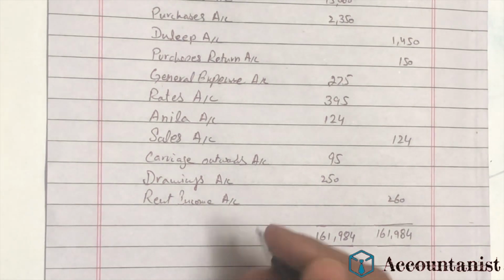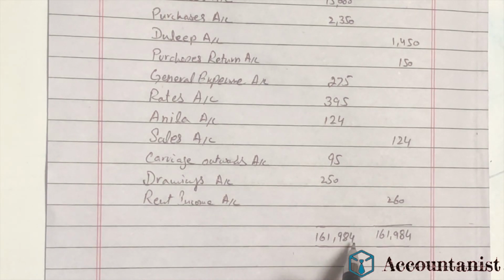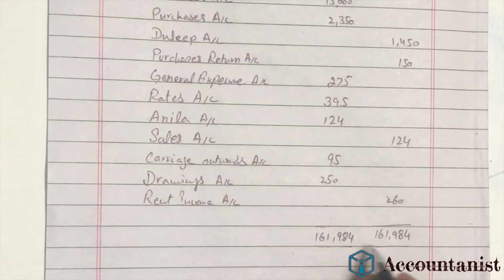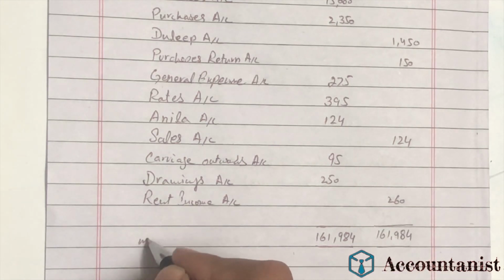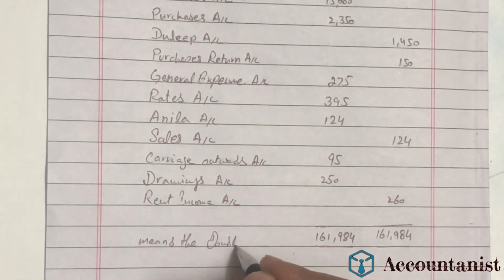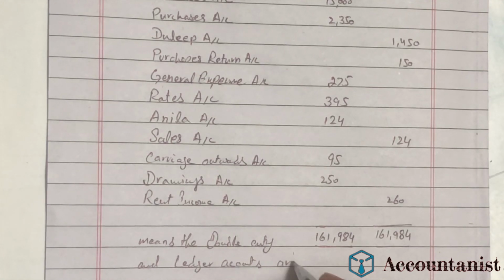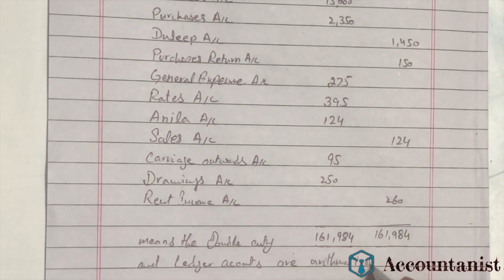The reason why I have selected the same question that we have done in the previous videos, is to see whether the double entries that I have done in the first video, the question and then the T accounts, are all arithmetically correct. So both being equal means the double entry and ledger accounts are arithmetically correct.